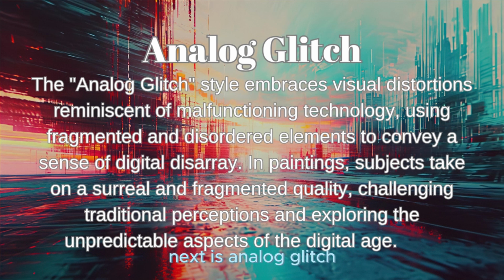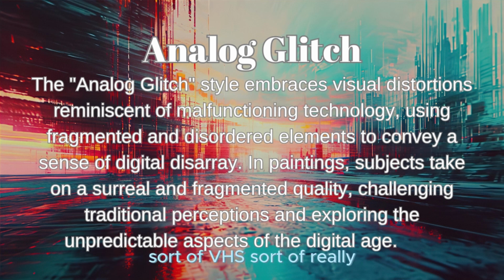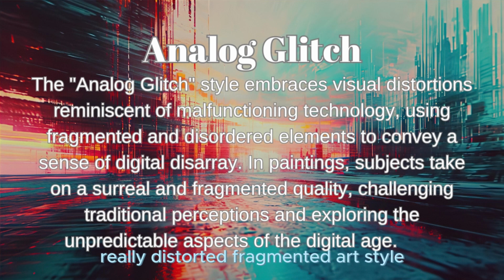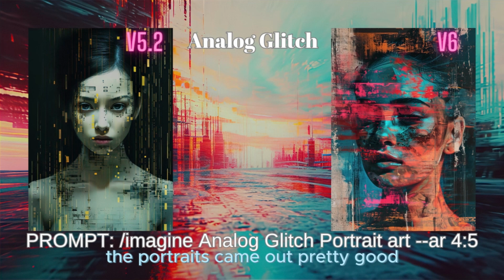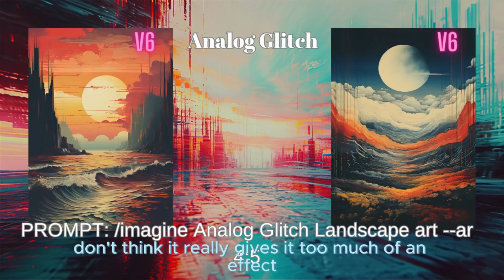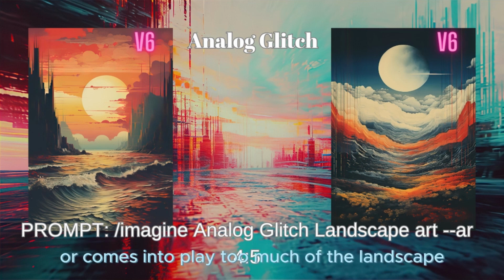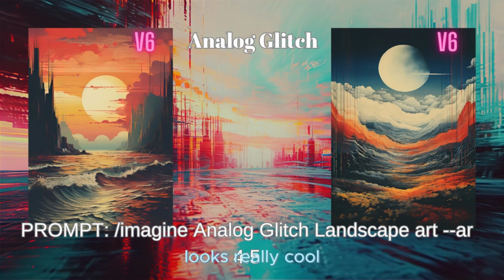Next is Analog Glitch. It gives it that old school distorted tape, VHS sort of, really distorted, fragmented art style. Quite colourful as well, looks pretty cool. The portraits came out pretty good. I love that one on the right, absolutely brilliant. And then the landscape, I don't think it comes into play too much with the landscape, but it gives it almost this flat 2D effect. Looks really cool.